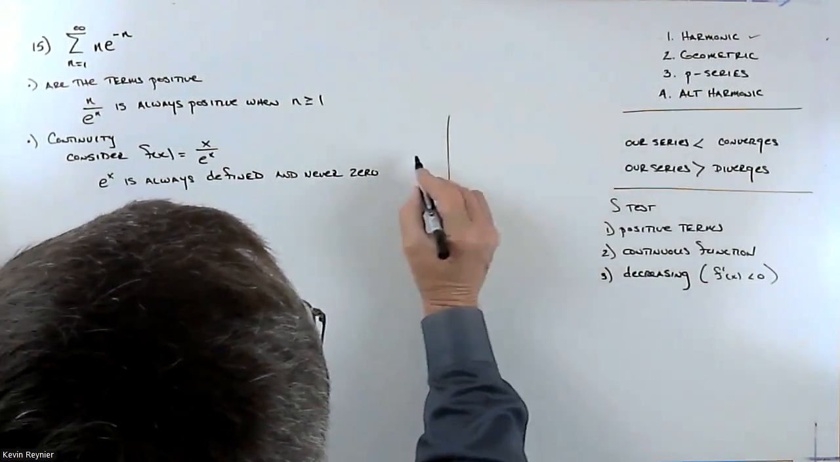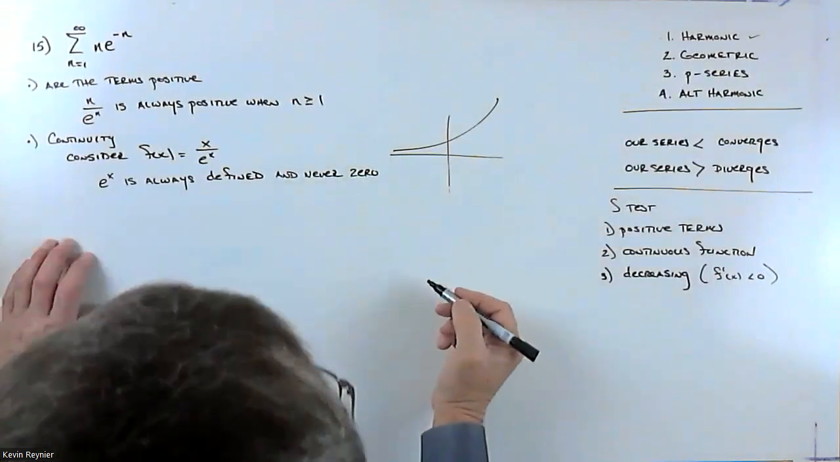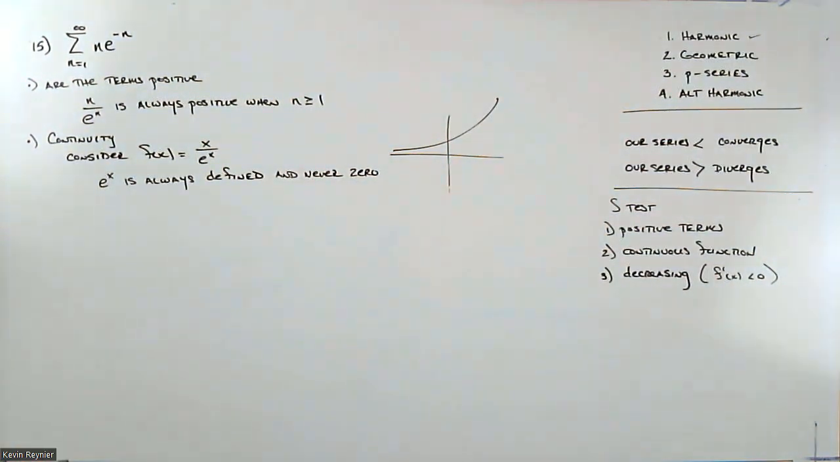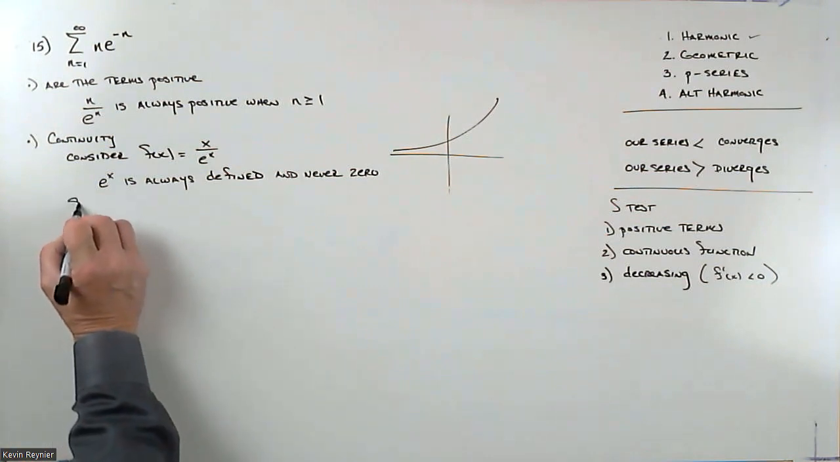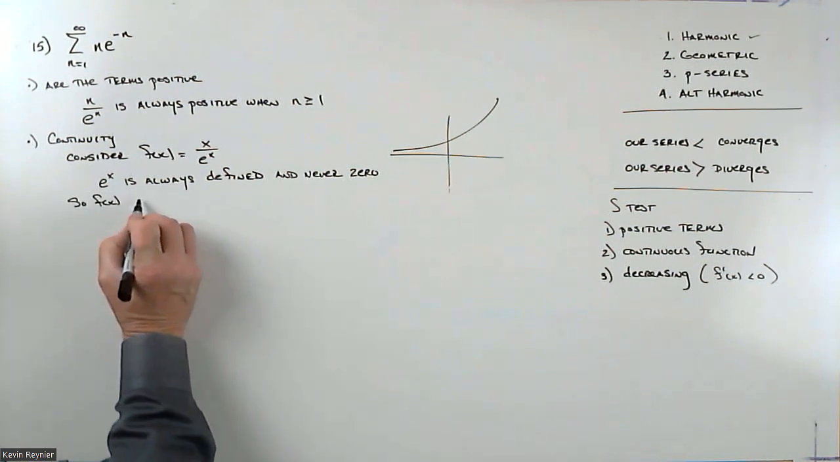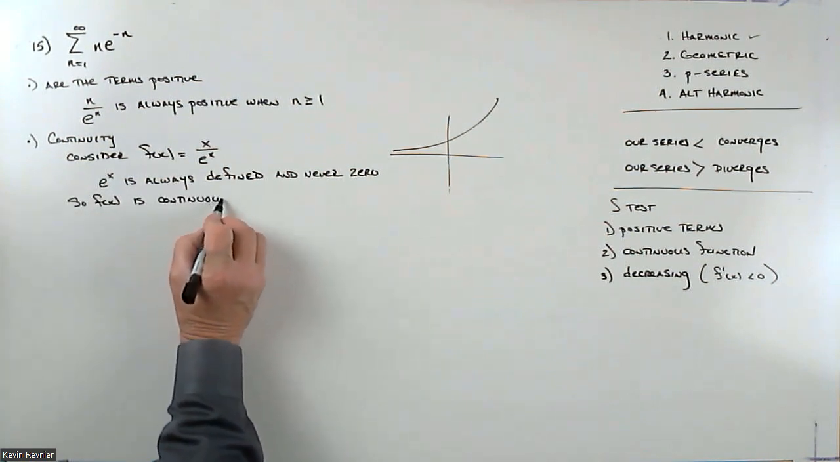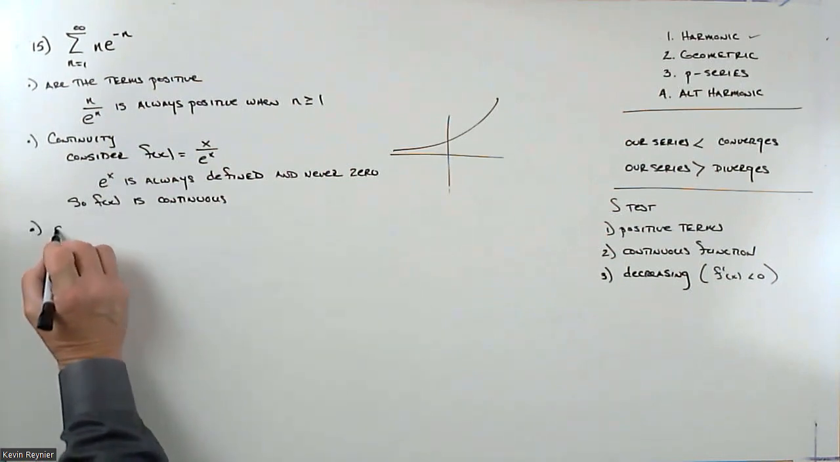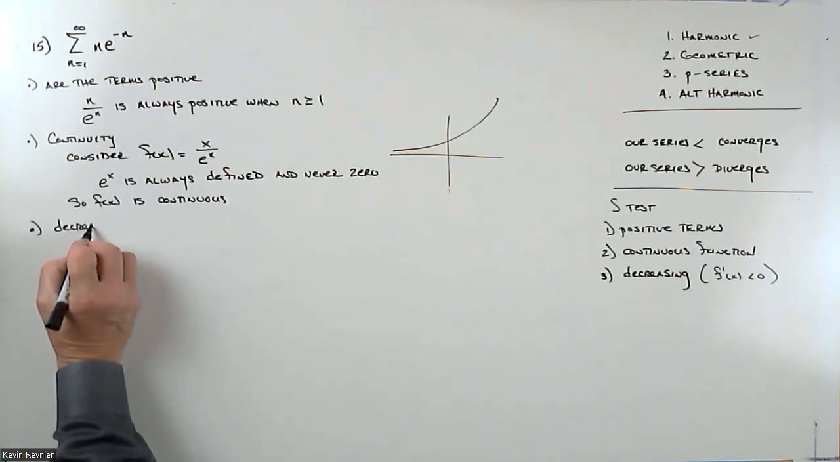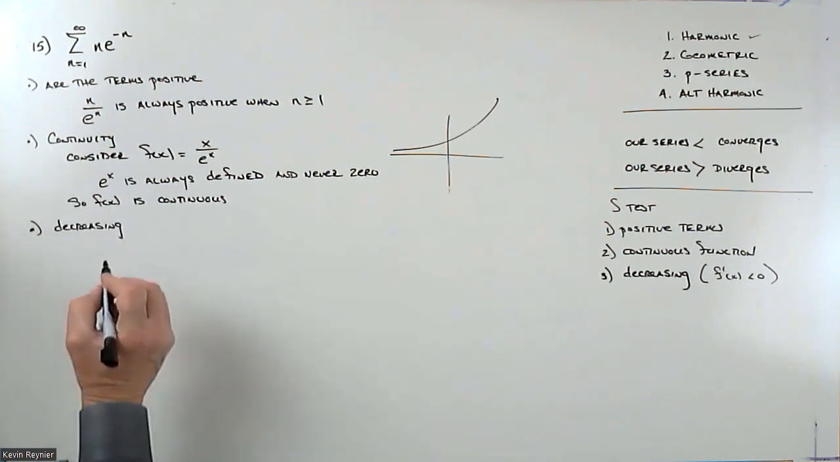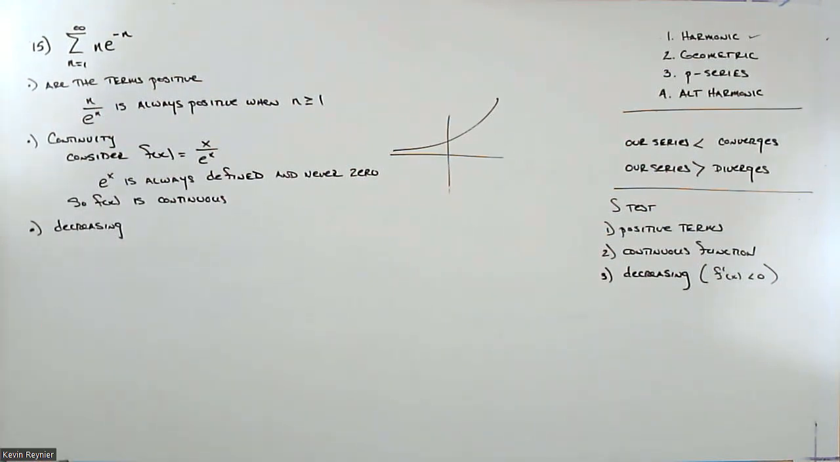The graph of e to the x goes like this. It doesn't touch 0. So f of x is continuous. Now we've got to worry about decreasing. So how are we going to show it's decreasing? Well, we're going to take the derivative and show that it's less than 0.